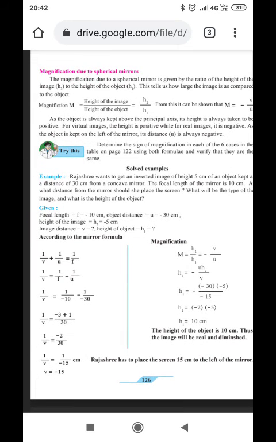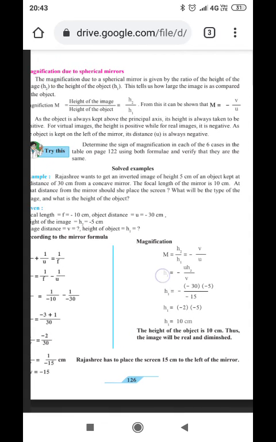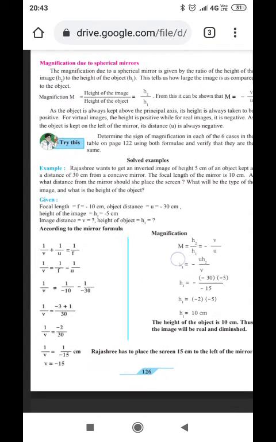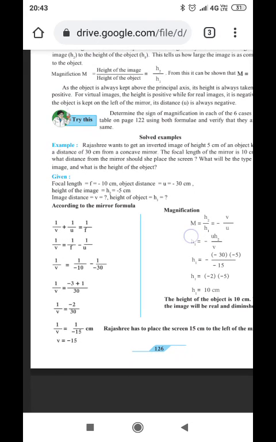Now, with the help of this information, we can solve various sums based on magnification. We can find out the focal length also with the help of this formula. Here we have completed this lesson.